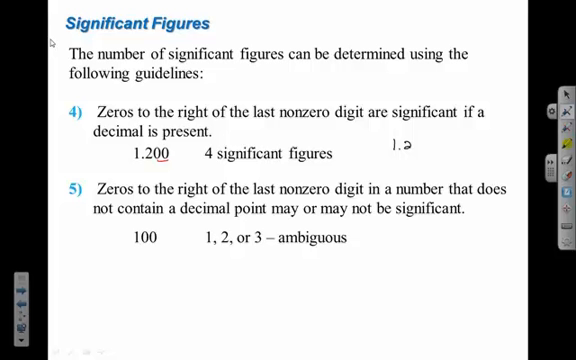And then the last one has to do with if there's no decimal shown. In this case, it's ambiguous, meaning it's uncertain, meaning the person hasn't communicated properly about the number that they're reporting. Okay, so you shouldn't write numbers like this. If you have zeros to the right of a non-zero digit and there's no decimal shown, that's not the correct way to communicate. Because you haven't really communicated to me whether those zeros are significant or not. I don't know.